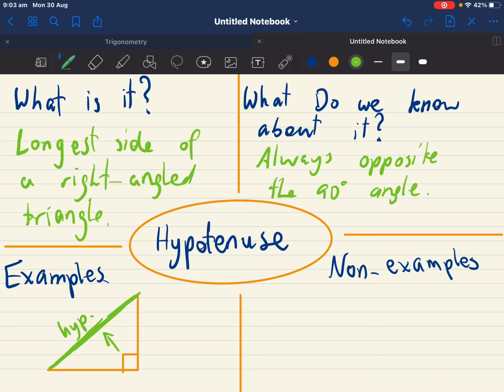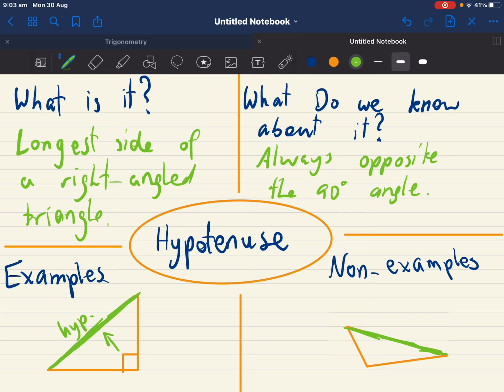For the non-examples section, this is where you would give something similar but actually isn't a hypotenuse. And again, the reason for this is it really helps with your understanding to look at, okay, well, what is it, but what isn't? So an example of a non-example would be something like this. Let's say we've got a triangle. That was shocking. And there we go.